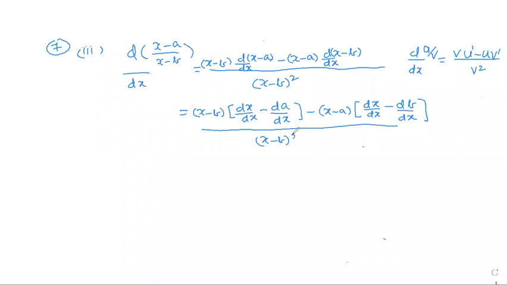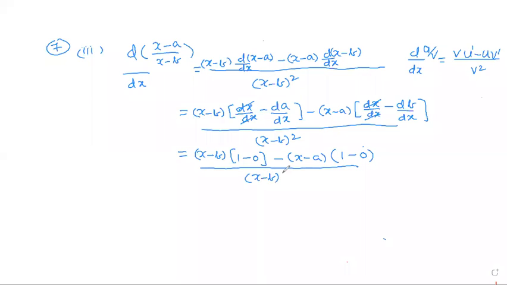Okay? Now the derivative of x with respect to x is 1, the derivative of the constant a is 0. Here also dx cancels, and the derivative of the constant b is 0. So we get (x minus b) into 1, minus (x minus a) into 1, divided by (x minus b) whole squared.